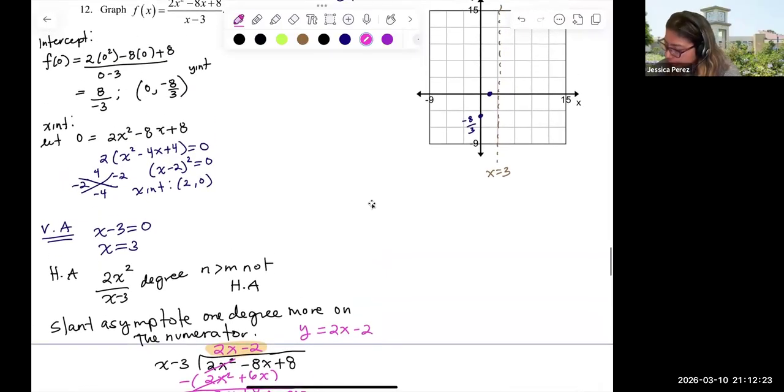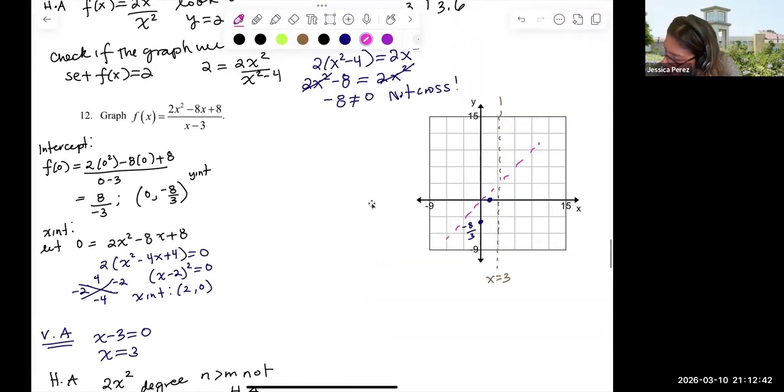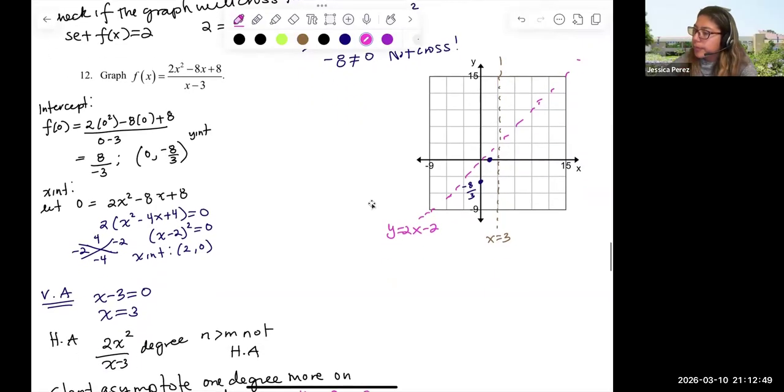So my equation y equals 2x minus 2 looks like this. You start at a y-intercept of negative 2, and then you're going to go up 2 over 1, up 2 over 1. So you'll have a slant asymptote at the equation y equals 2x minus 2.